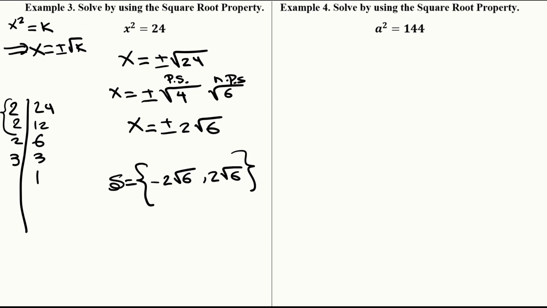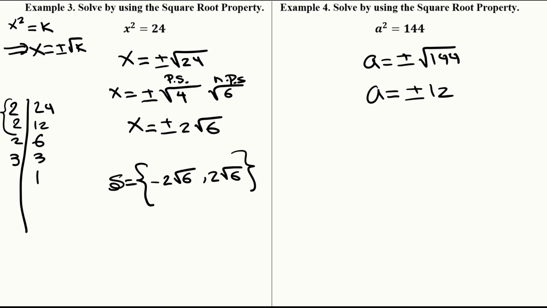All right, so in this next problem on the right, we have also a situation which is possible to solve using the square root property. So here, instead of x, we're going to get a equals plus or minus square root of 144. So we get a equals plus or minus, this time we know that 144 is a perfect square. So we get plus or minus 12, and that happens sometimes as well.